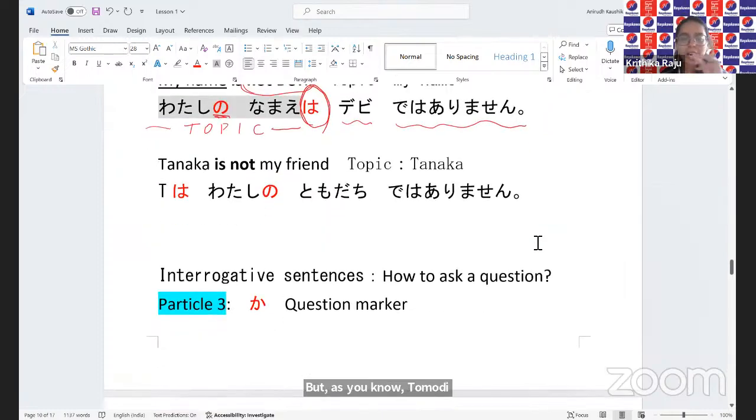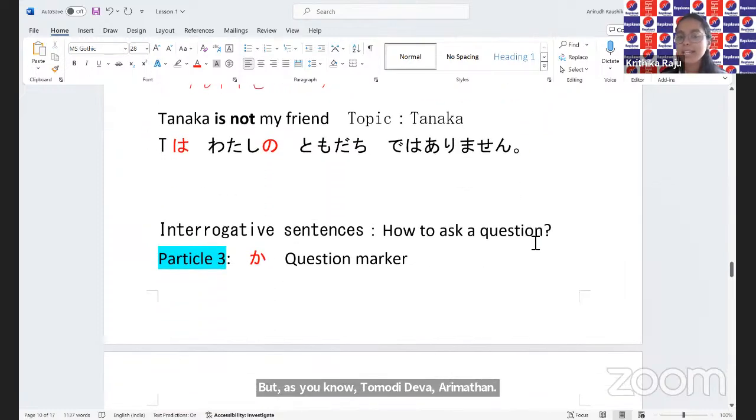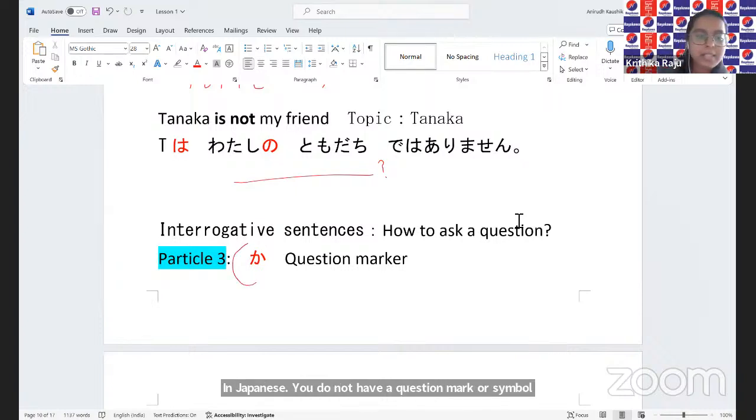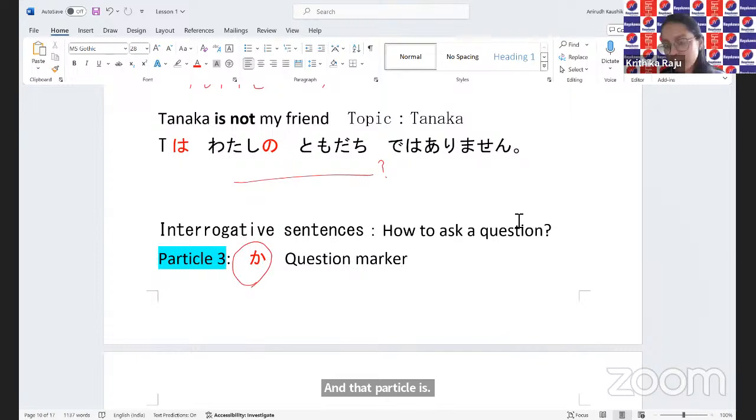All right. Now the last type of sentence is interrogative. How do you ask a question? This is quite simple. In English, you have the question marker at the end of a question. In Japanese, you do not have a question marker, a symbol like this. Instead, you use a particle, and that particle is ka.